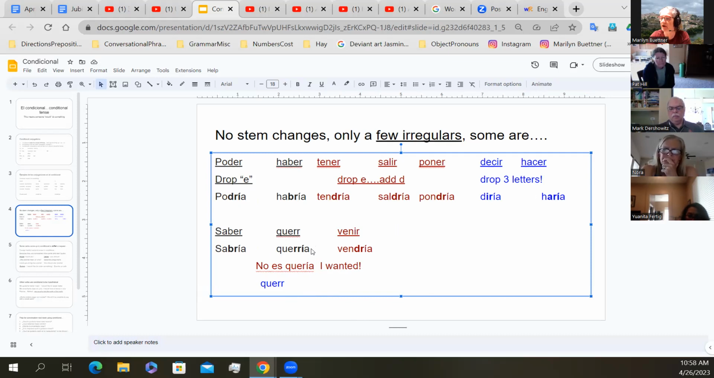So this double R that you hear as querría, with a strong trill, is from that ER, the E from the ER of querer going, bye-bye. And therefore, I've got now these two R's together. Okay, so that's would one. Is that what that means? Querría. Yeah, querría means would want.